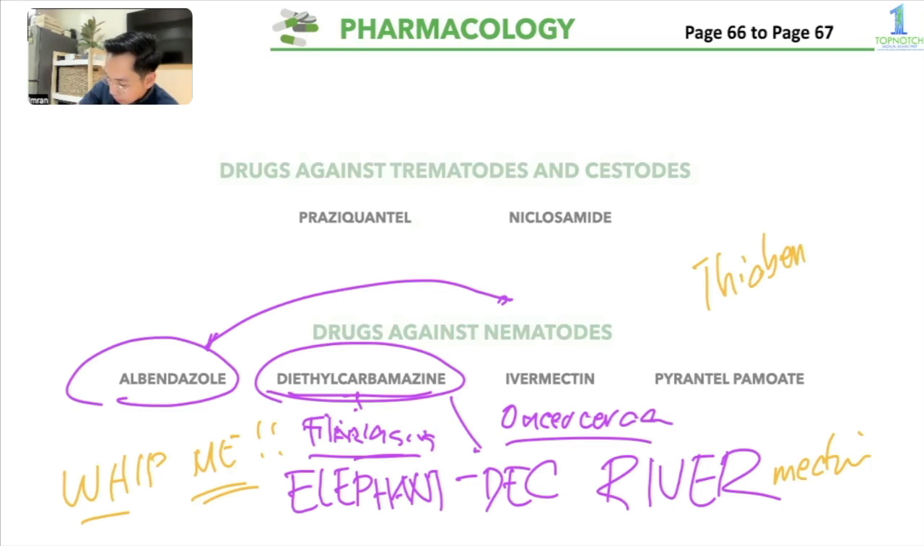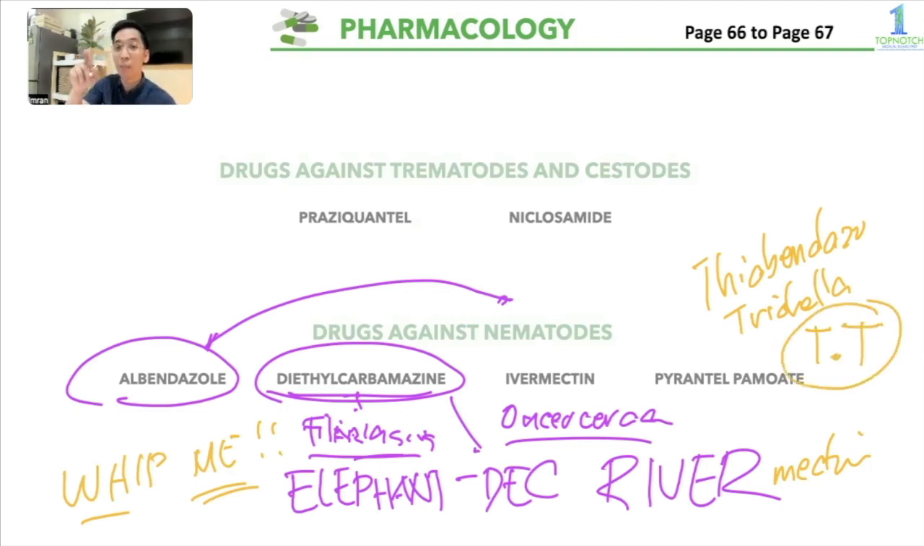Thiabendazole. Yung trichinella kasi, isa siyang organism or isa siyang bulate na nakuha mo sa pork and pumapasok siya sa mga muscles, no? And pag sinulat mo siya, di ba? T for trichinella and then T for thiabendazole. Parang yung emoji na umiiyak, no? So umiiyak ka dahil sobrang sakit dahil pumapasok siya doon sa muscles natin.